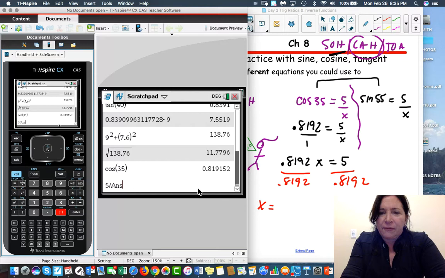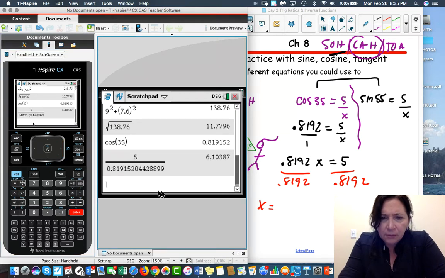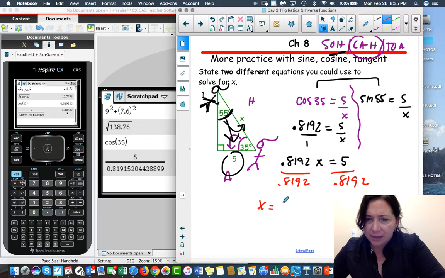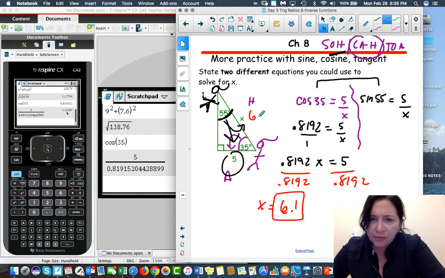Okay. So let's say I don't want to retype that. I just want to write answer. Okay. That's what I would do. And 5 divided by that is 6.1. So X is about 6.1. All right. So there's 6.1.